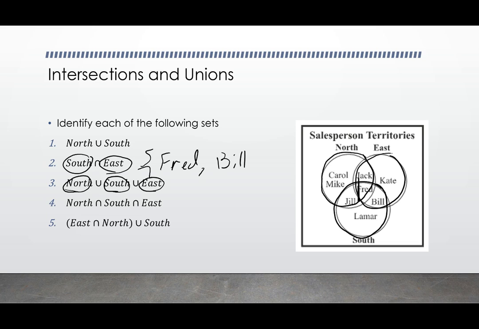So Carol, Mike, Jill, Fred, Jack. With all the ones in the south, which is Jill, Fred, Bill, and Lamar. Which we already had Jill and Fred before. With all the names in the east, which is Jack, Fred, Bill, and Kate. All those names together. Just don't have to write the names twice. So it's literally every single name on here. That's the union. Now the intersection is different.